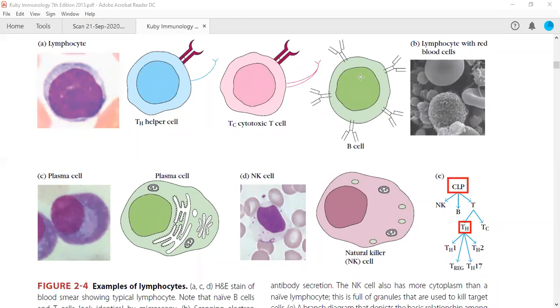Now see this diagram. Okay, so there are T helper cells, there are T cytotoxic cells. These are only cartoons, so these are not actual cells, but throughout this course you will see these designations, how they represent the cells. Actually, the cell is something like this, which is shown in this diagram, but they show this cell with the help of some surface markers.